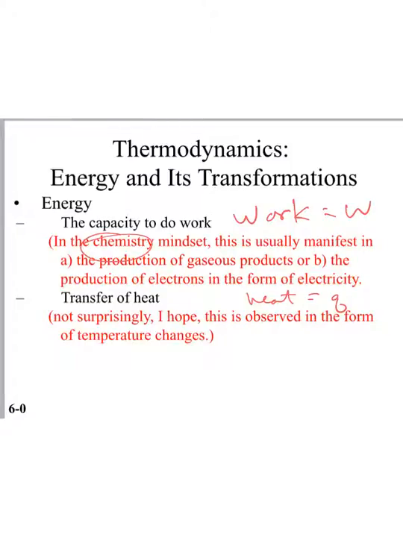Chemistry people usually care about work in the form of the production of gases or the production of electrons. What do I mean by the production of gases? Let's say you did a chemical reaction and it made bubbles of, let's say, H2 gas. You would say that the chemical system did work because those bubbles have to push against the atmosphere.